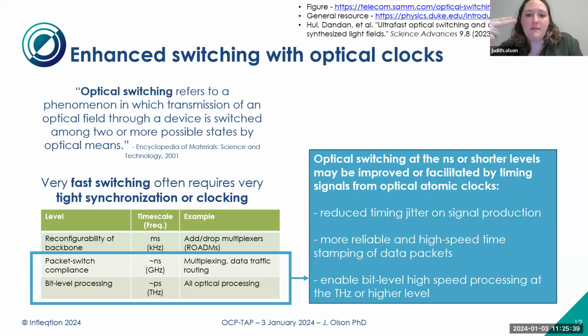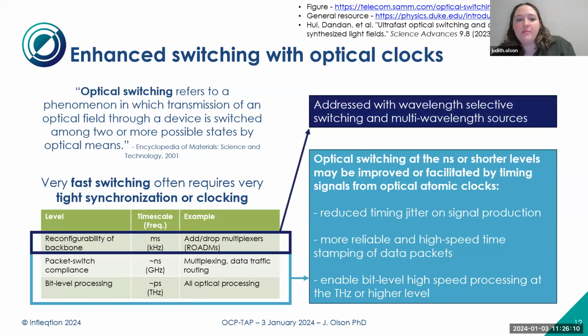So we are thinking about then the nanosecond, picosecond kind of levels of switching that's needed here. We think clocks have something to offer there, especially these optical atomic clocks. This comes in both from vastly reducing the timing jitter on your signal production, as well as improving the reliability of your timestamping of your data packets if you have a very, very stable source. And this also can enable bit level high-speed processing when you have the ability to use these optical switches and stable optical signals you trust going into them. And then the reconfigurability of the backbone, this is also addressed with optical clocks, and in part through the wavelength selective switching, or the potential for these clocks to act as multi-wavelength sources.